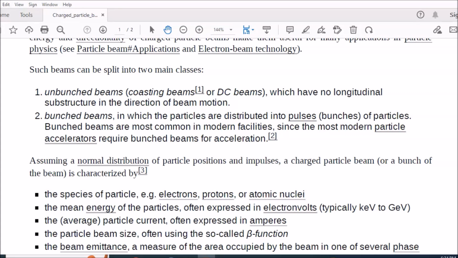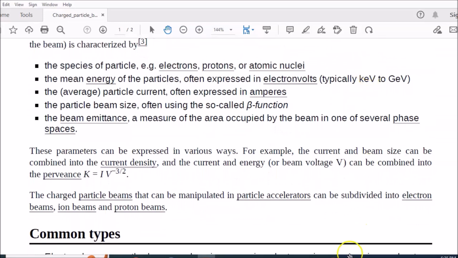Assuming a normal distribution of particle positions and impulses, a charged particle beam, or a bunch of the beam, is characterized by the species of particle, e.g. electrons, protons, or atomic nuclei, the mean energy of the particles, often expressed in electron volts, typically keV to GeV, the average particle current, often expressed in amperes, the particle beam size, often using the so-called beta function, the beam emittance, a measure of the area occupied by the beam in one of several phase spaces.